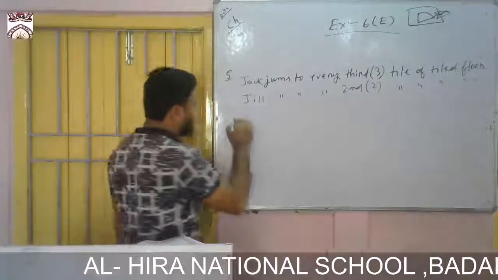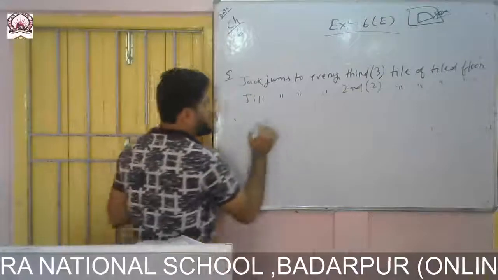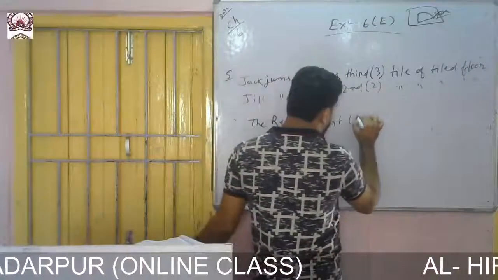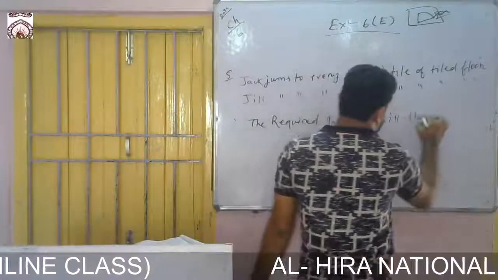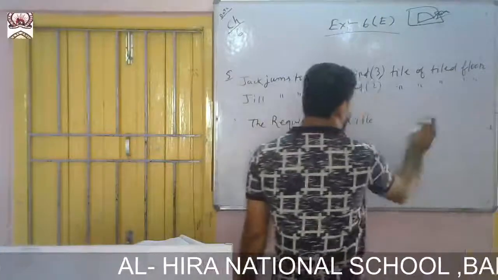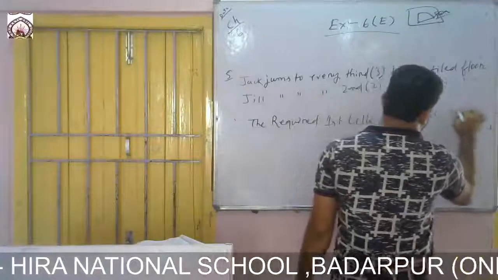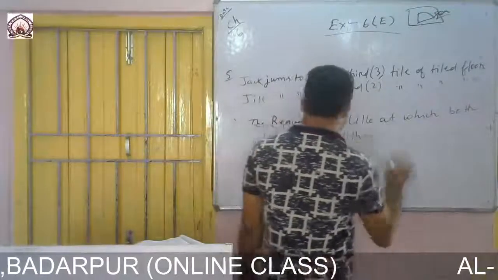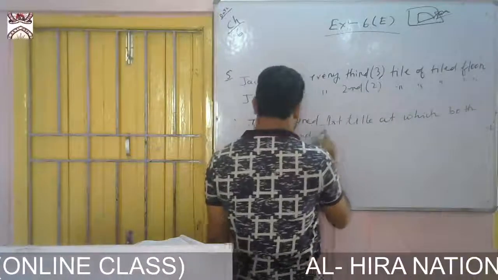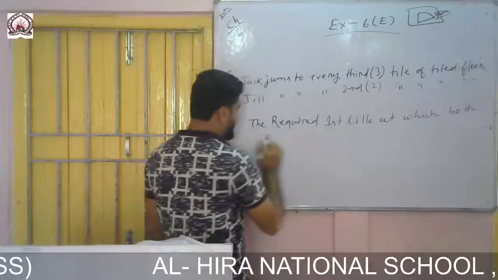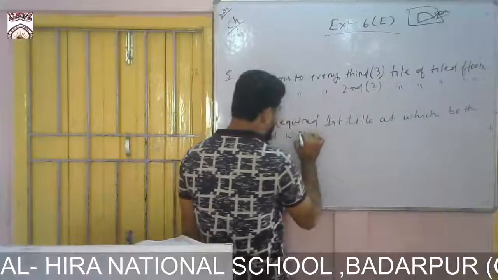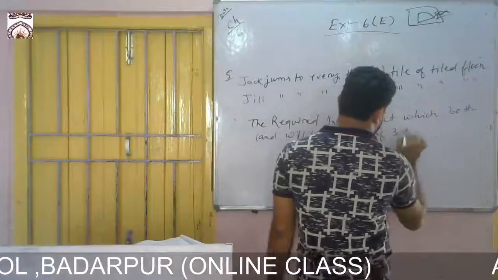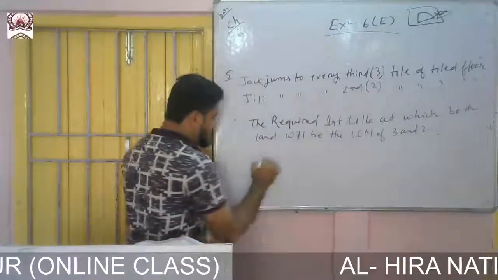Both land. Okay. So the required first tile at which both will land will be the LCM of 3 and 2. So LCM of 3 and 2 will be what?